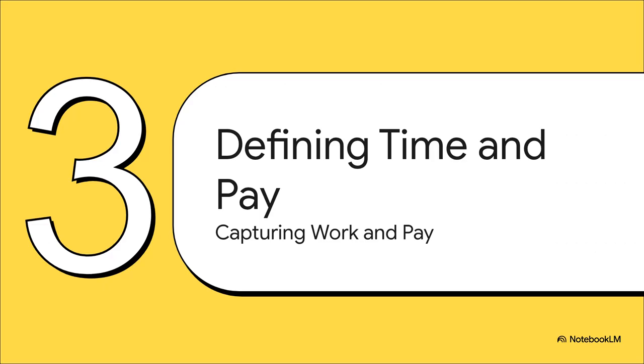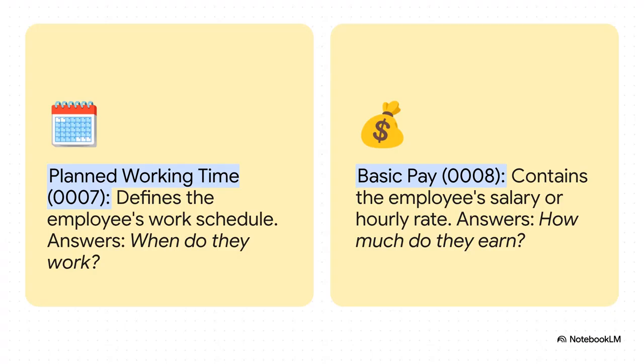Okay, so we have a digital employee, and they are officially linked to our digital company. What's the next logical step? We have to define the rules of their job. Specifically, when are they supposed to work, and how much do we pay them for it? This whole process is handled by two more key infotypes. First, planned working time. That sets their schedule. Are they a standard Monday to Friday, 9 to 5 employee, or something else? Then you have basic pay, which stores their salary or their hourly rate.